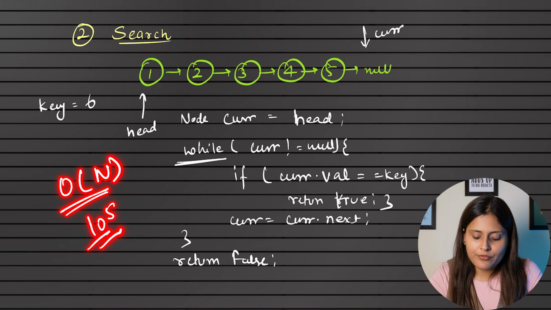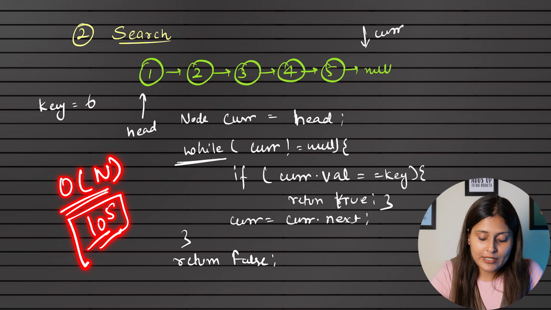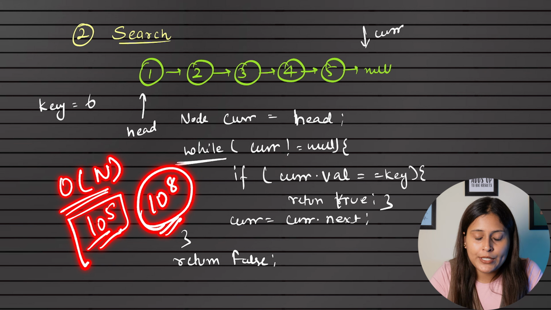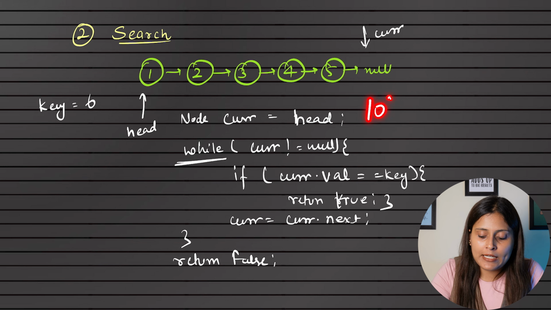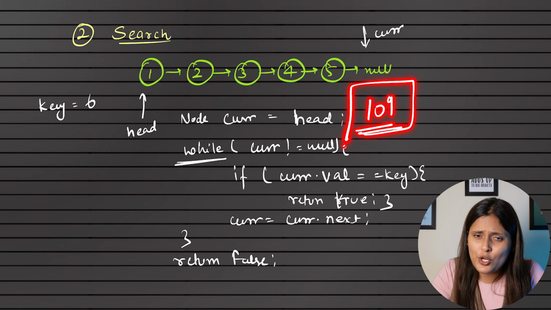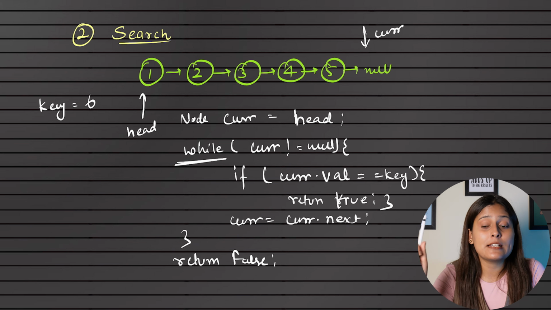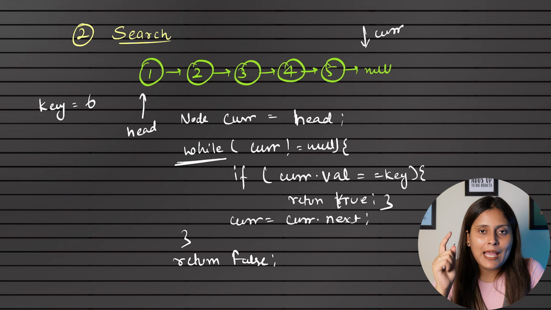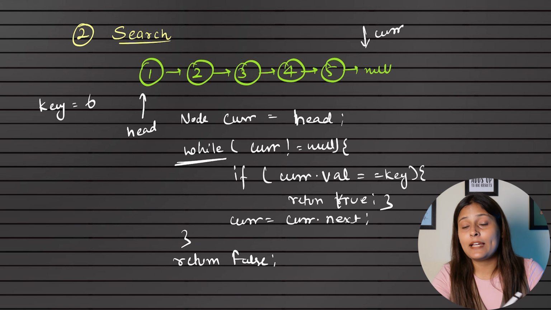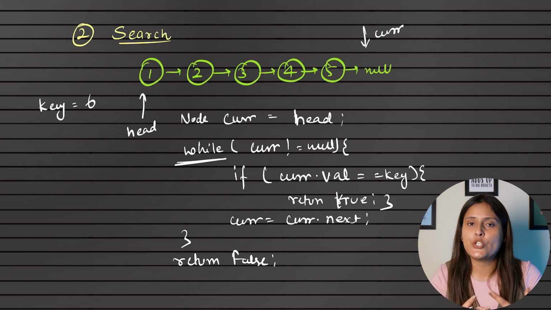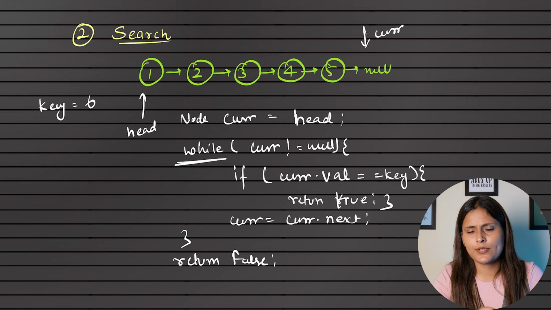Why did I say safe when seeing 10 power 5? Because you know beyond 10 power 8 the code might give you TLE, and at 10 power 9 for sure it will give you TLE. And what is the reason behind it? We have discussed all this in our time and space complexity video. I'll definitely add the link somewhere here. You can check it out, or you can check it out from the description as well.